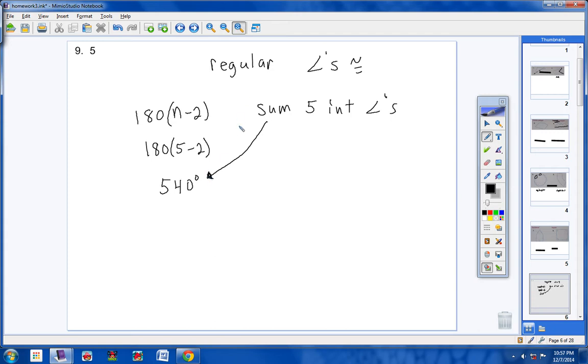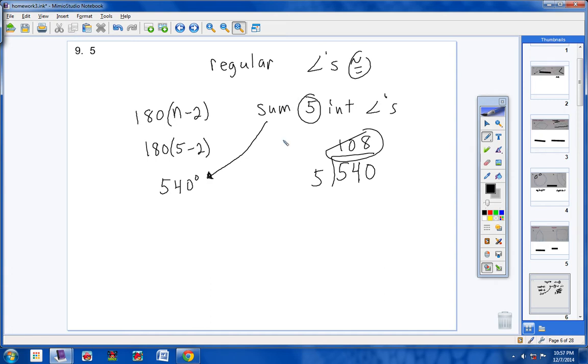So how do I find one of those angles? Well, how many interior angles do I have? 5. They're all congruent. So take 540, which is the sum of all 5 angles, and divide by 5, and you will get 108. And all 4 of these problems are done the same way.